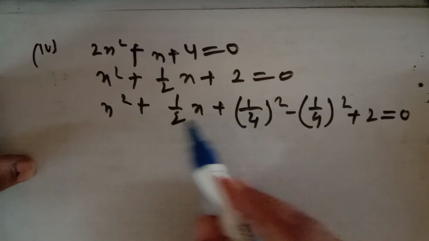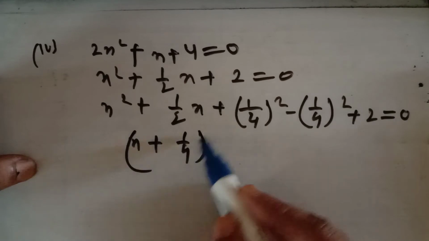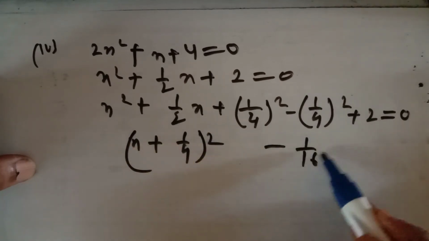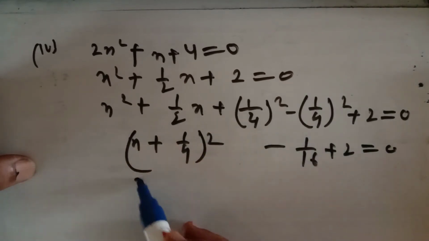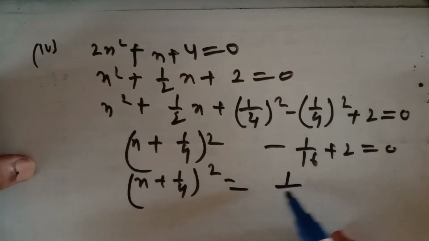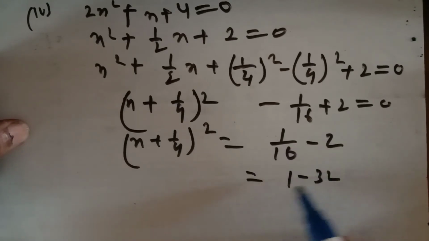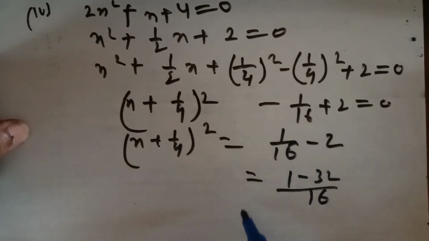So a² + b² + 2ab will be (a + b)², minus 1/16 + 2 = 0. So (x + 1/4)² is equal to 1/16 - 2. Subtracting, 1 - 32 upon 16, so it will be -31/16.